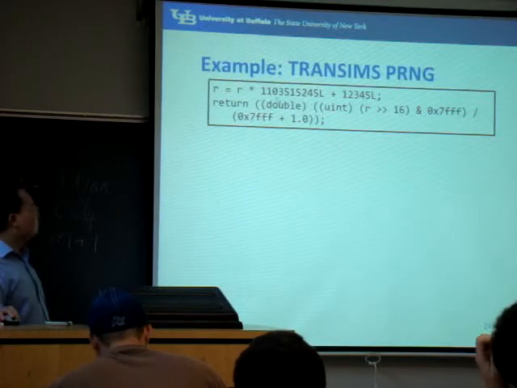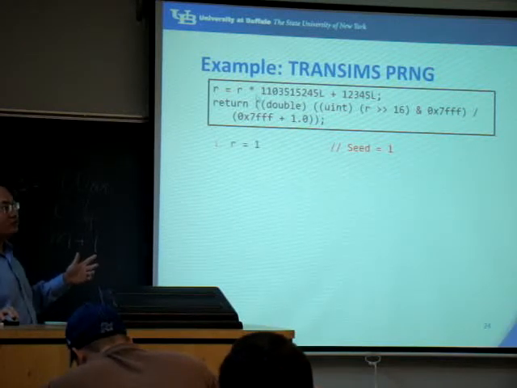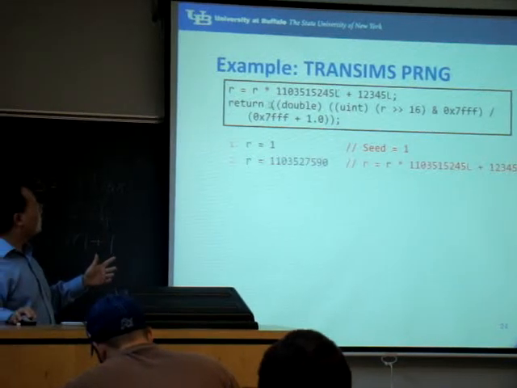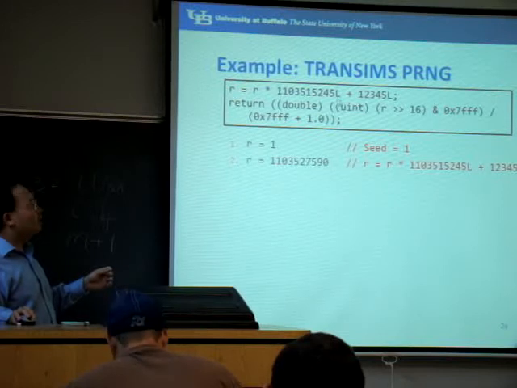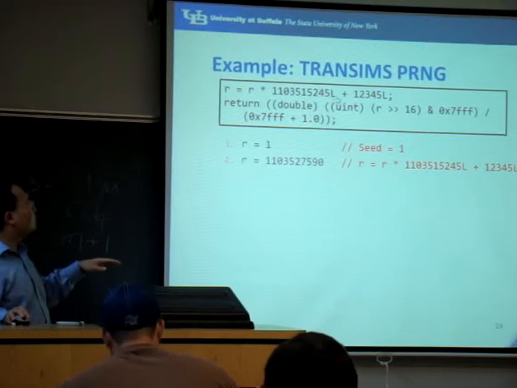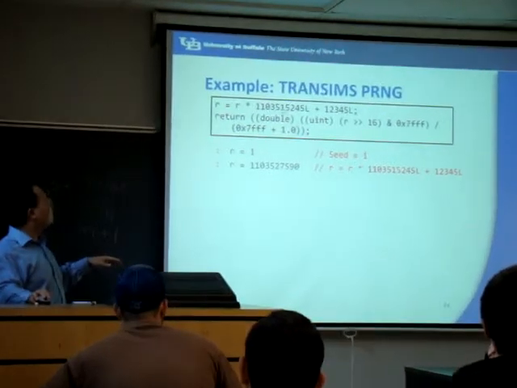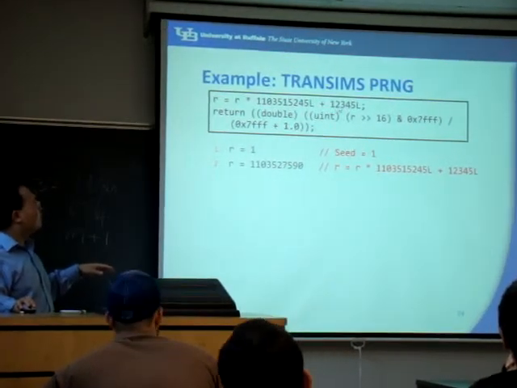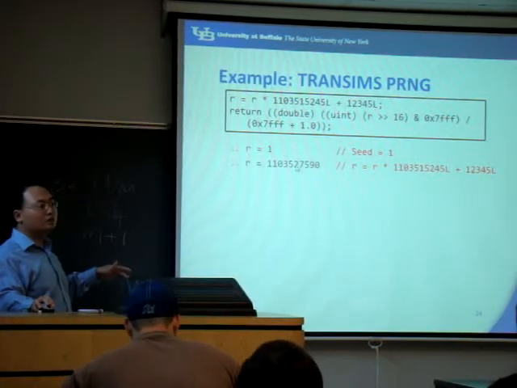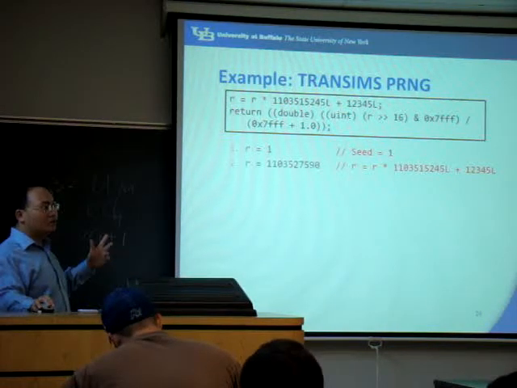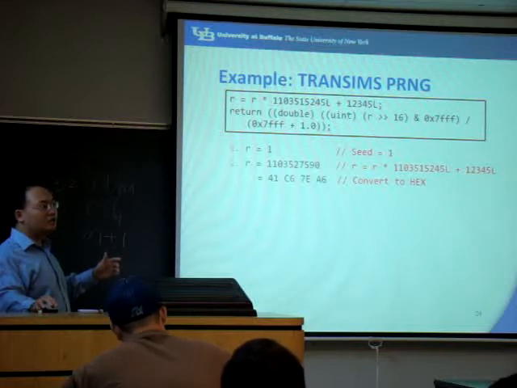So this is the code, 2 lines. In the beginning, let's assume the CD is 1. We assume that, then we execute this code. R will become this number. L means long integer, so don't look at L. If 1 is multiplied by this number and added by this number, we are going to get this number. Clear? All clear, right?